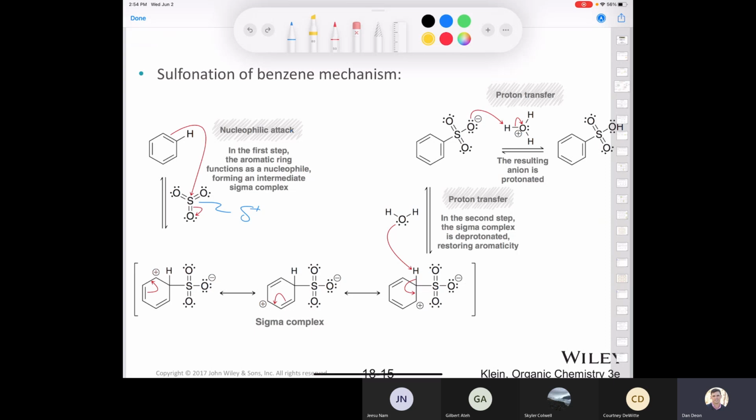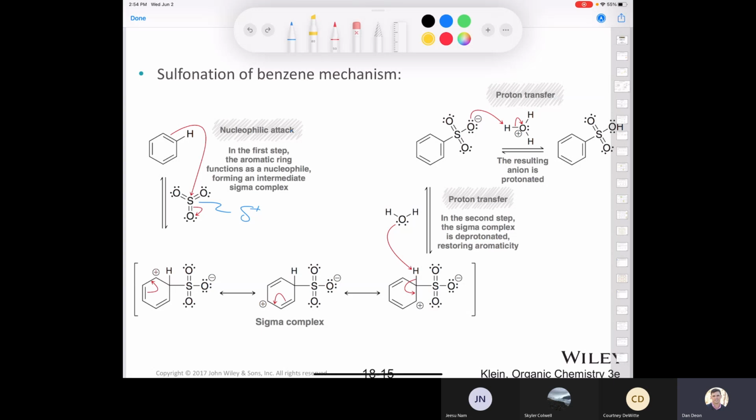Look, same things over and over again. If you like repetition, my friend, here you go. Nucleophilic attack, sigma complex, proton transfer, done. That's it. It's the same thing over. We're going to look at nitration next. The same thing, just a couple of different nuances, right?